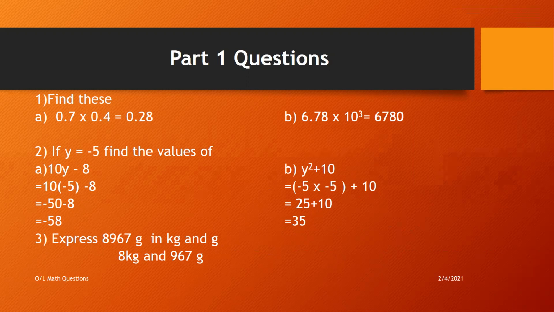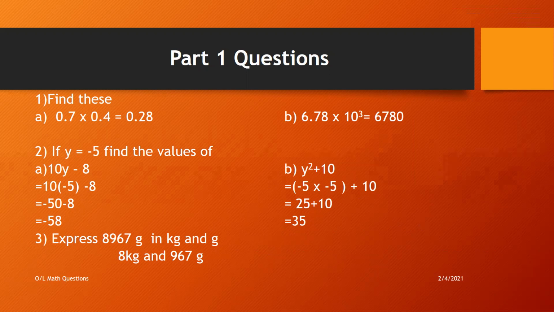B part 6.78 into 10 to the power 3. We know if I get 10 to the power 1, the meaning is it's 10. 10 to the power 2 means 10 into 10, which is 100. 10 to the power 3 means 10 into 10 into 10, which is 1000. So 6.78, when you multiply by 1000, you will get 6780.